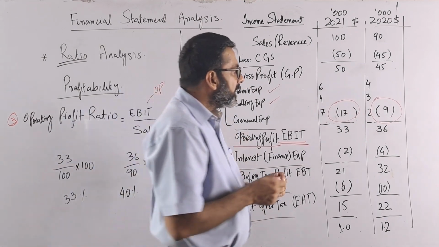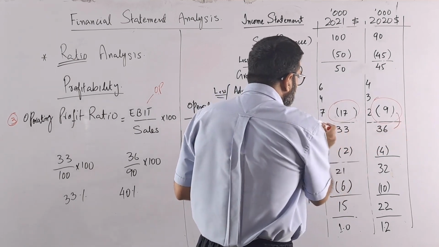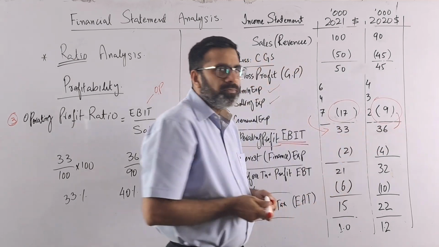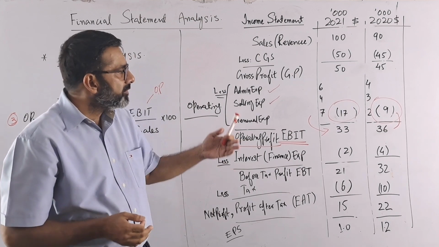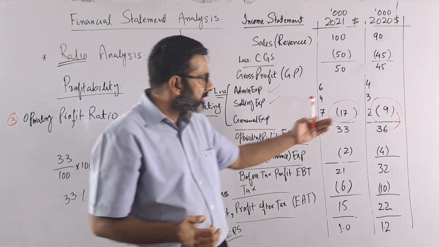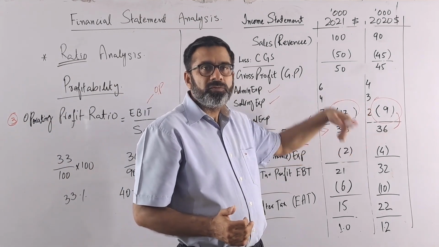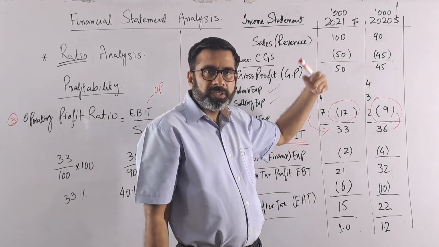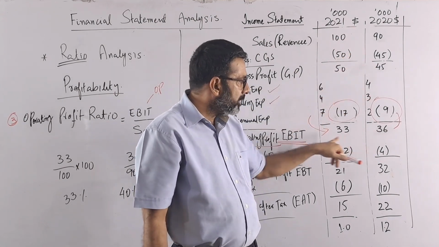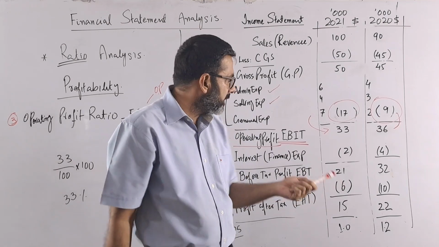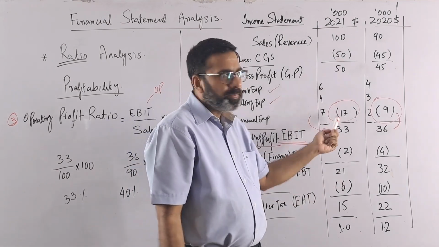And it affected the operating profit of the company. The operating profit of the company reduced. Instead of $36,000, even with improved sales and more sales, the operating profit still reduced. The reason is the expenses.